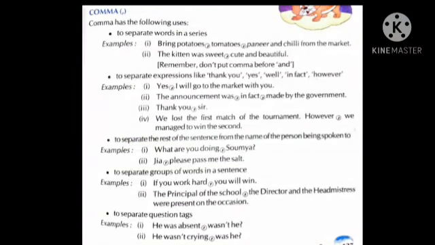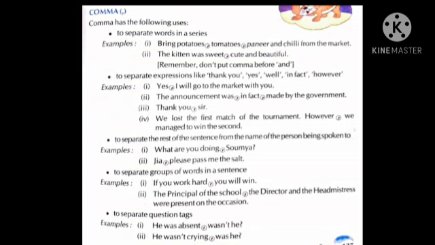Next is comma. Comma has the following uses. First of all, to separate words in a series. We use comma to separate words in a series. For example, bring potatoes, tomatoes, paneer and chili from the market. All these are vegetables. So we have used comma here after potatoes and after tomatoes.